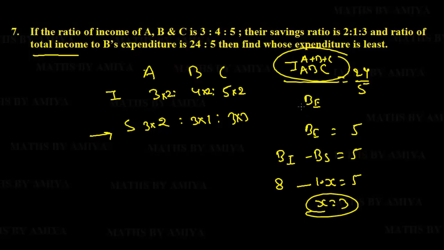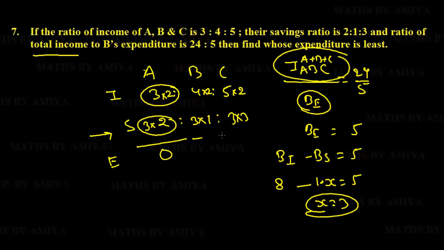have a relation of B's expenditure, income and savings. Expenditure is income minus savings, equal to 5. B's income is 8, which is already merged, so we are not going to change it. So 8 minus 1 into the multiplication factor is 5, x is 3, and we multiply all the savings. Then we have to find whose expenditure is least. Income is rupees 6, savings is 6, so expenditure is nil, 0.